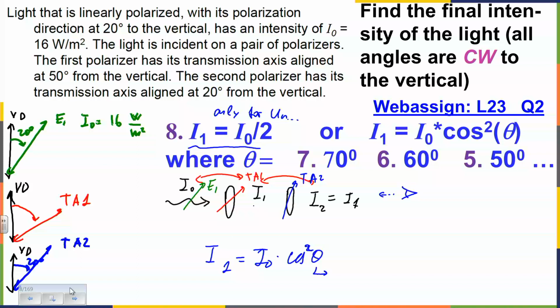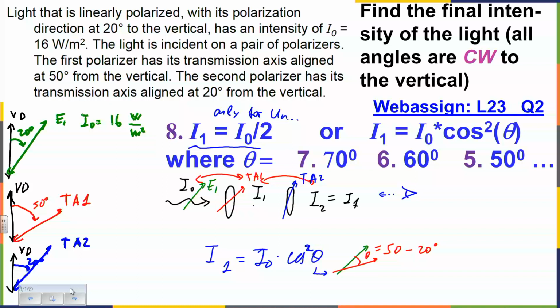The angle must be measured between the transmission axis and the direction of polarization of light, which is, in this situation, between this direction and that direction. This is the angle we have to use. That's it. If we know the definition and apply it correctly, that angle is supposed to be equal to 50 minus 20 degrees, which is 30.